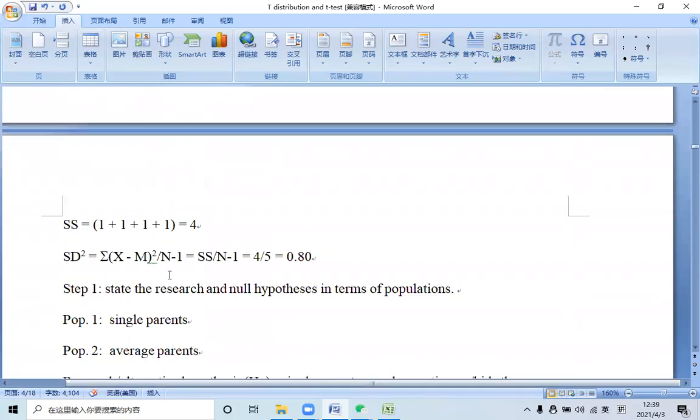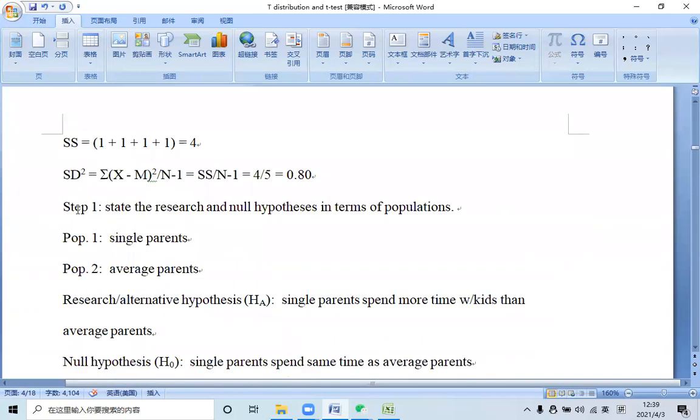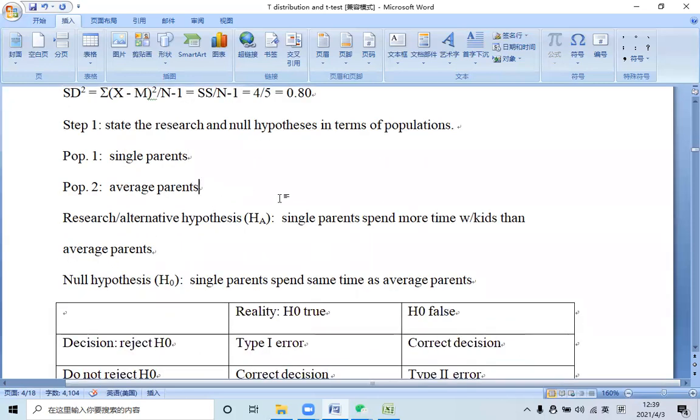Now let's talk about the hypothesis. We want to have a more specific statement of the hypothesis. Research hypothesis, and null hypothesis. Step one, we identify the populations. This hypothesis is concerned with two populations. Population one, single parents. Population two, average parents. These are the two populations you are concerned with.